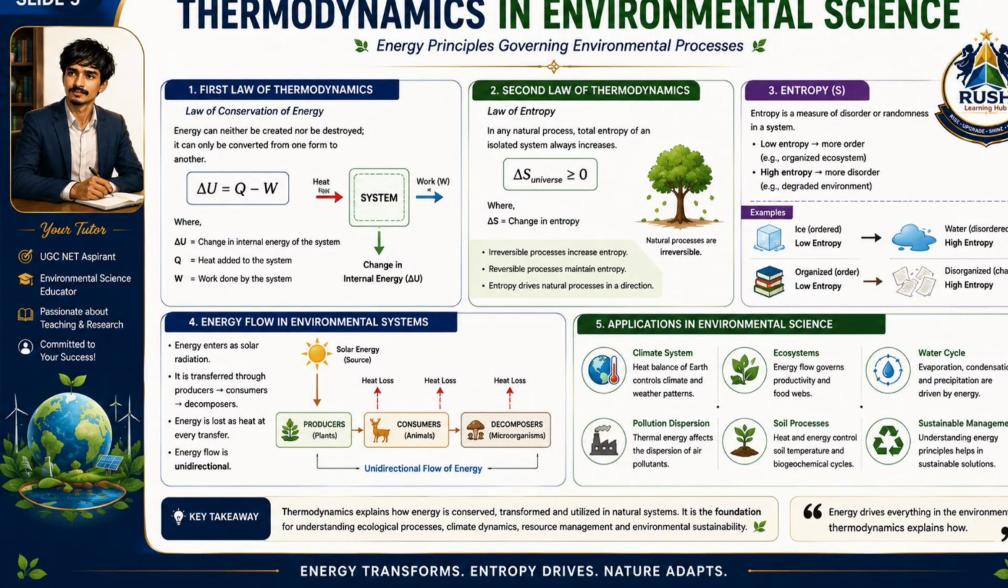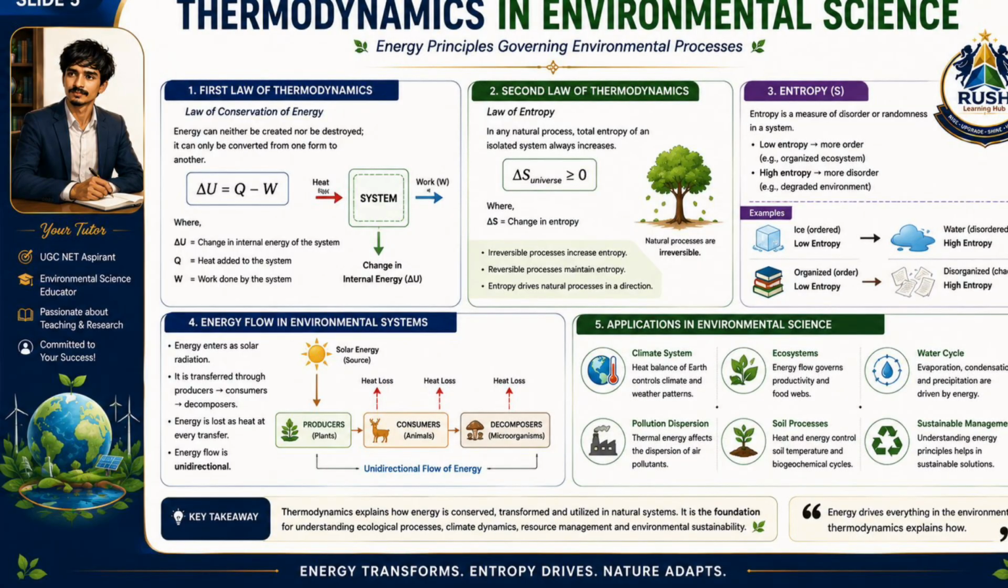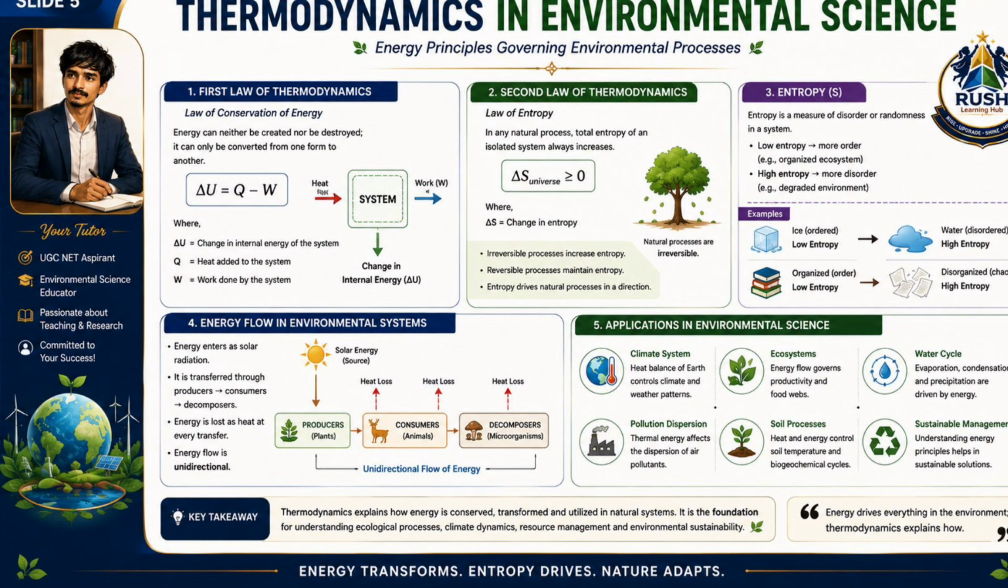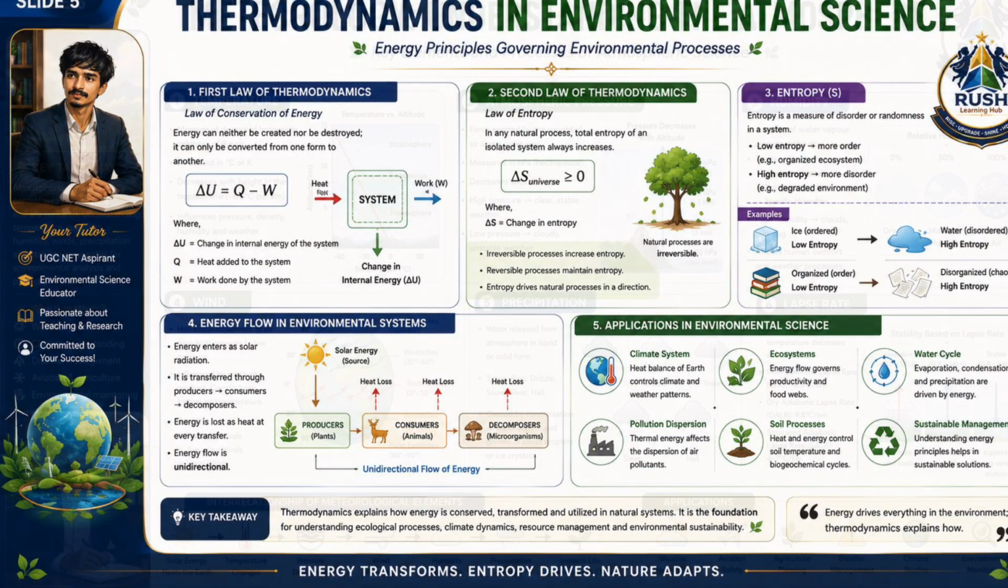To summarize, the first law explains energy conservation, the second law explains energy degradation and entropy, and together these laws help us understand how energy moves through environmental systems. These concepts form the scientific basis for ecosystem functioning, climate processes, resource management, and environmental sustainability.